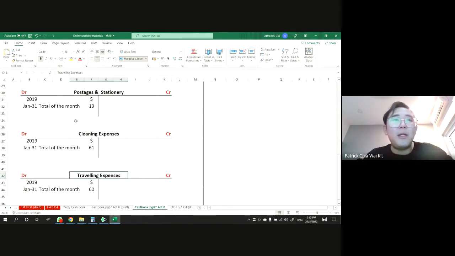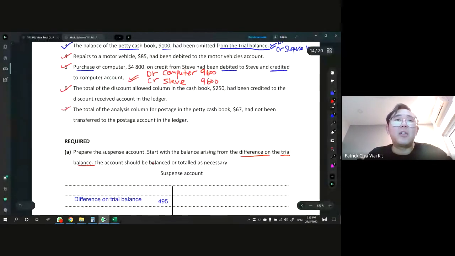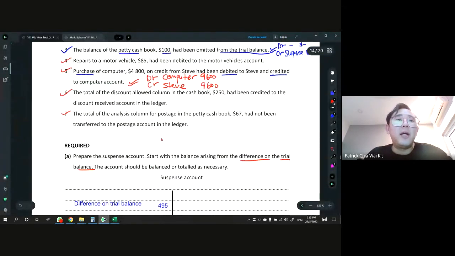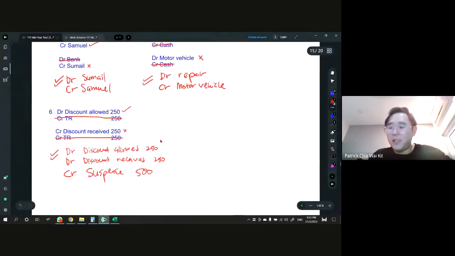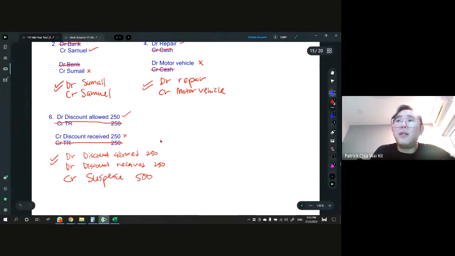So the question, what they mean is they did not transfer, or they did not post to a postage account, which means they did not open this part. So this part is empty. That's what it means in the question, right? They did not transfer to the postage account, right? So this is actually a single entry. So let's do this, right? This is error number 7, right?